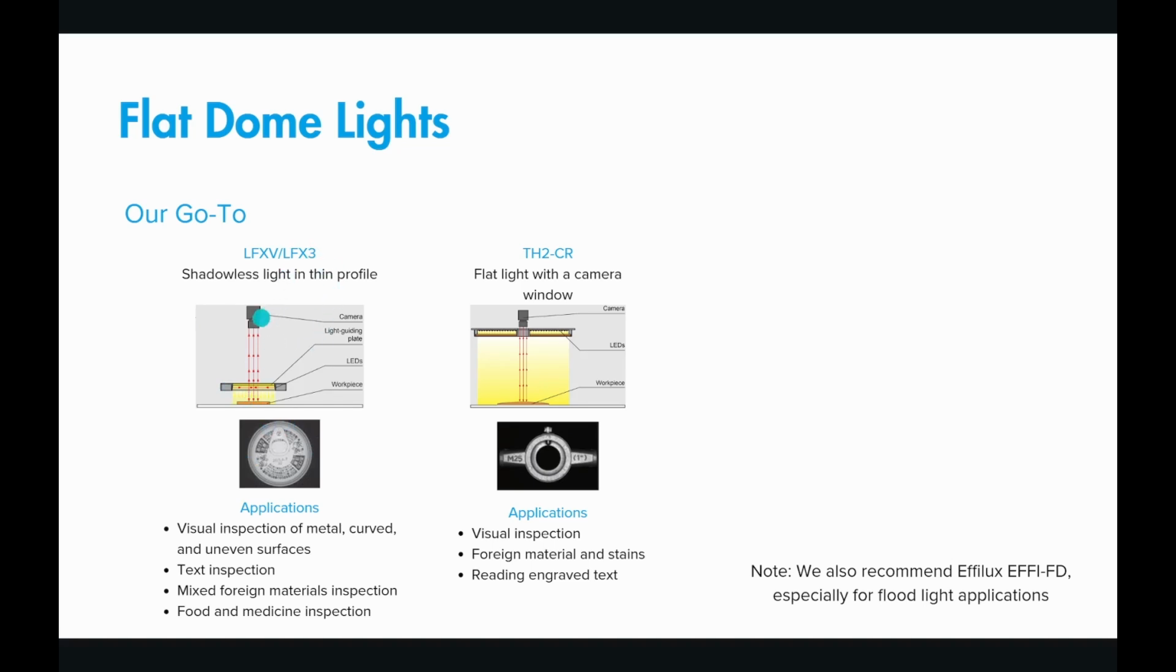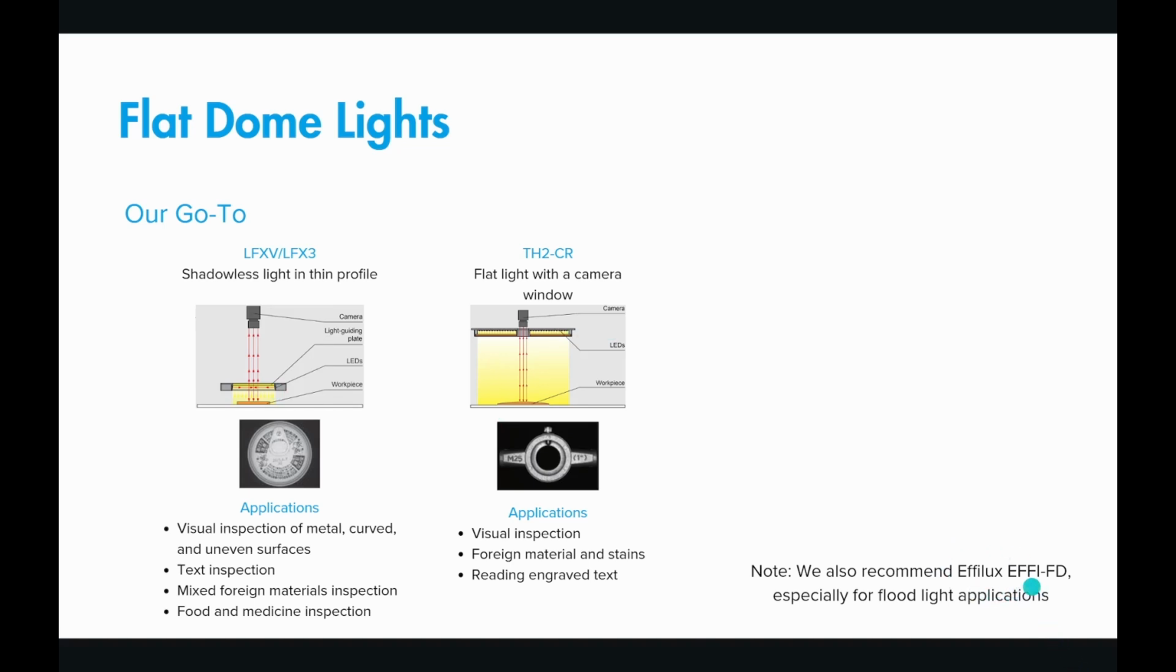The camera is looking through that light guiding plate, so you don't have the same camera hole problem that the dome light has. Versus the TH2CR, which is essentially a backlight with a camera window for the camera to look down. This is going to be a little bit less diffuse than the TH2 or a dome light, maybe with more direct characteristics. But it can be made a lot larger because you're utilizing backlit technology and you don't have the shell that gets really big as with the standard dome light.